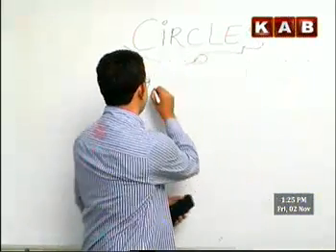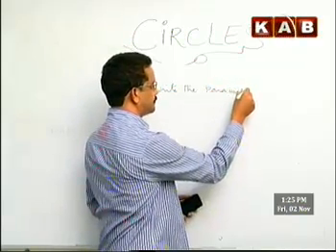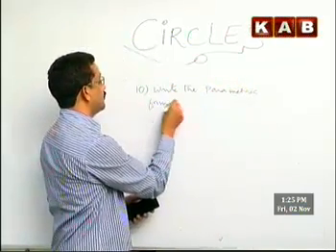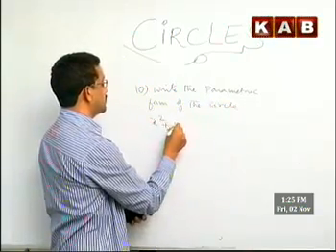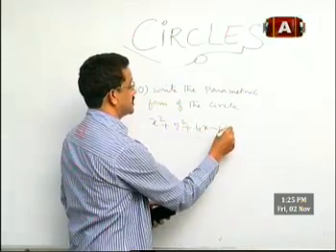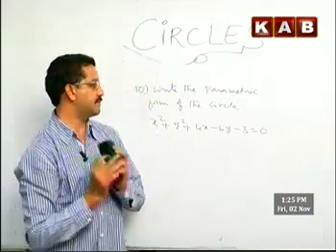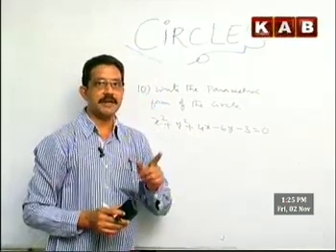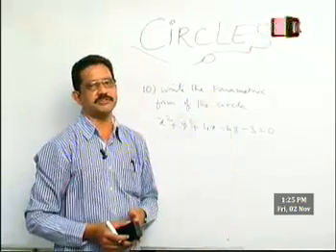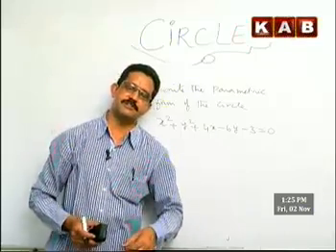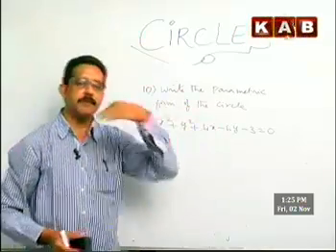So write the parametric form of the circle. Very important, 2 marks question of the circle. X square plus y square plus 4x minus 6y minus 3 is equal to 0. Write the parametric representation of the circle. You compare the 9th question and 10th question. In the 9th question, I had given the parametric representation and asked you the Cartesian representation. In the 10th question, I am giving you the Cartesian representation and asking you the parametric representation.